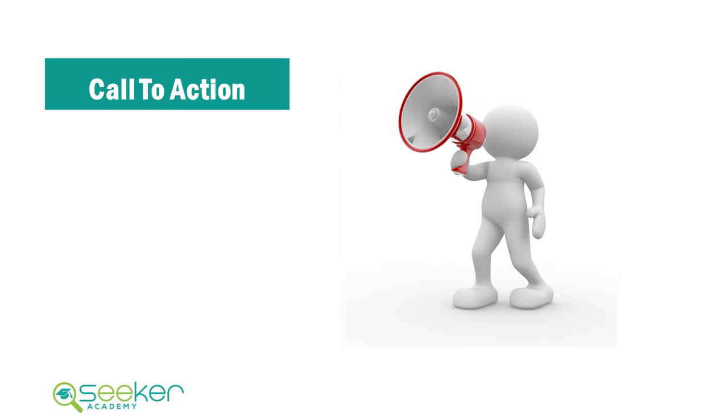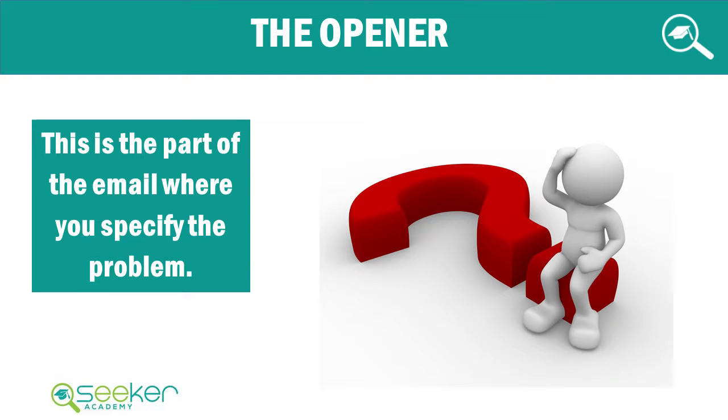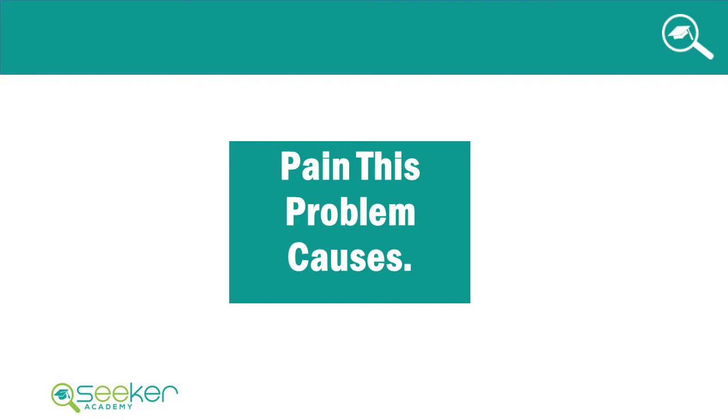Now, you already know how to write the subject line. So let's take a look at the other parts of the promotional email. This is the part of the email where you specify the problem. You really want your prospects to think about the pain this problem causes. You also want to show your prospects that you understand and empathize with them. So let's look at a couple of different openers.